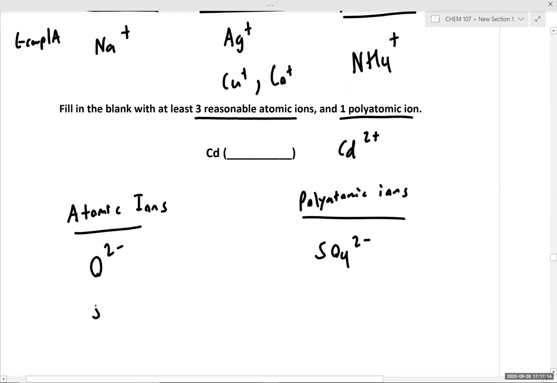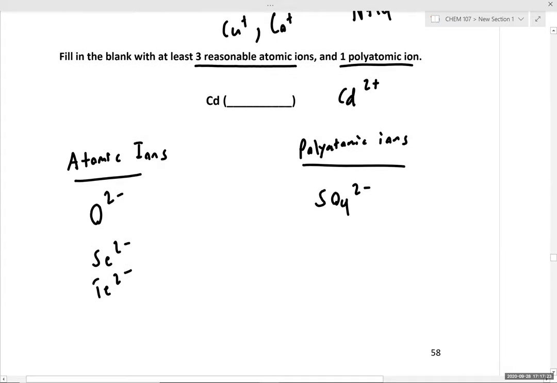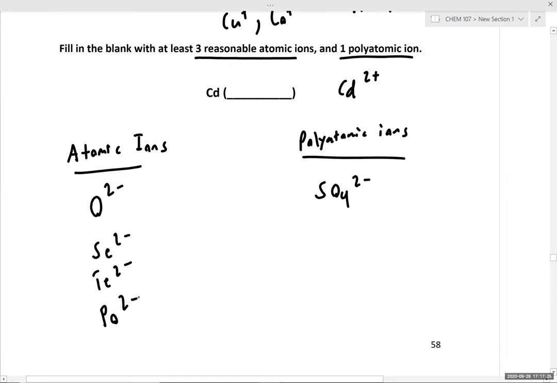So we have selenium 2 minus, tellurium 2 minus, and polonium, sure. Oh, I don't see many polonium ions. Carbonate, yep, CO3 2 minus, that matches our trend. In the last remaining minute before we discuss this example, does anyone else have another proposed atomic ion or polyatomic ion? We'll give everyone about another 30 seconds to a minute.